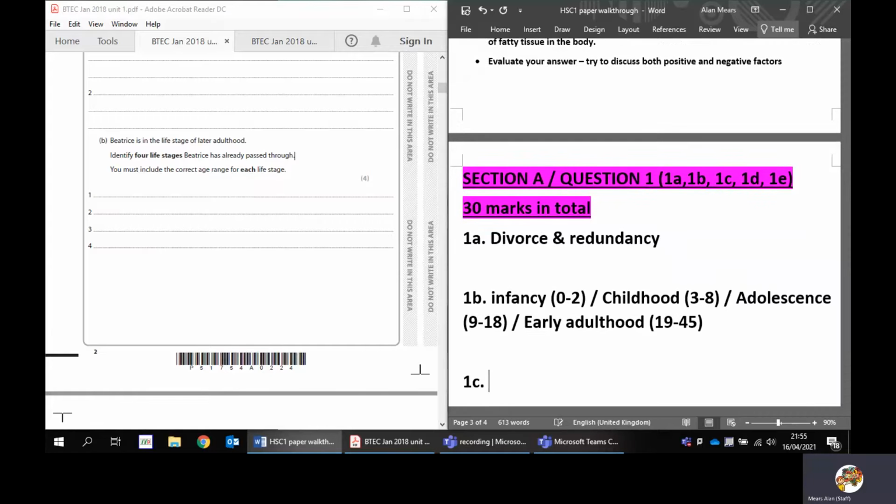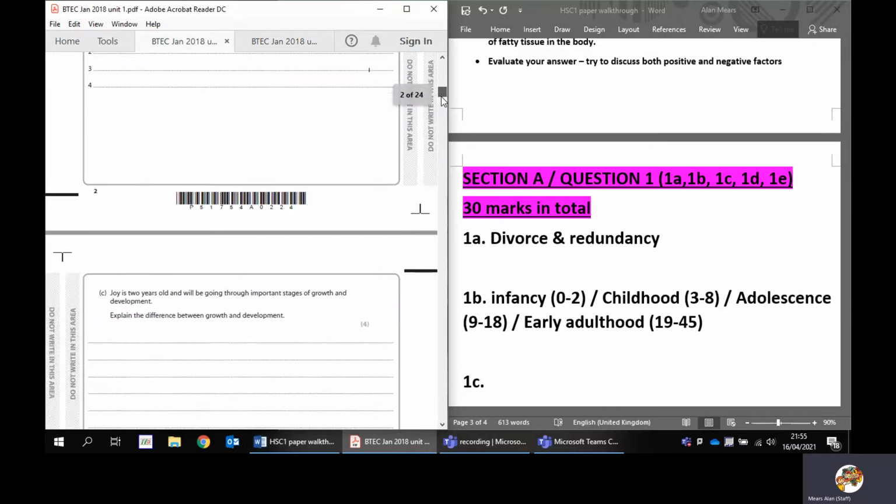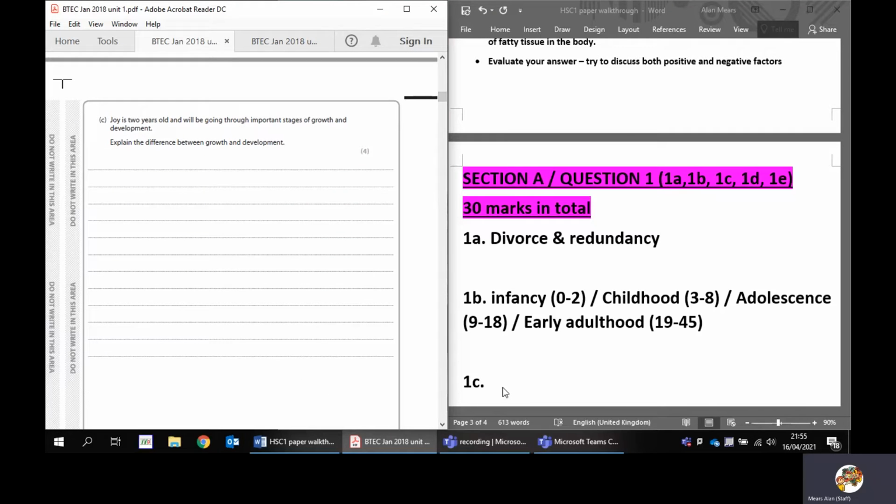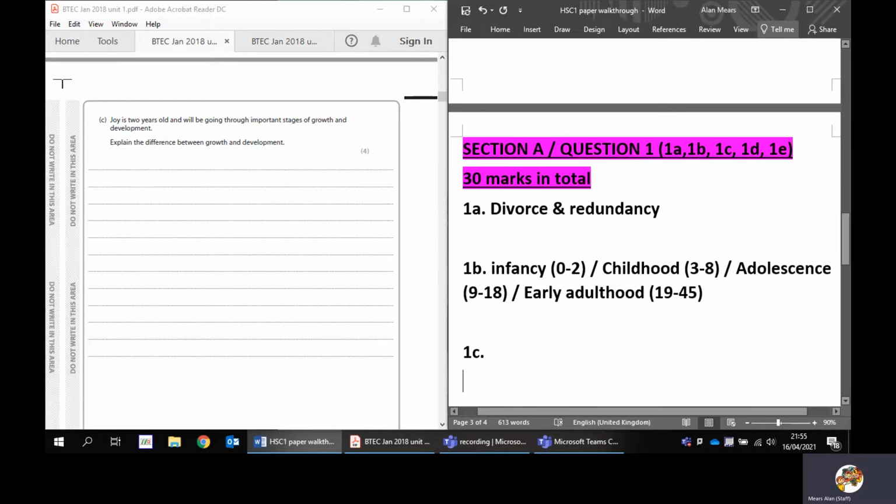Right, 1C. Let's have a look at 1C. We've got another 4-mark question. We're trying to make 4 points essentially for 4 minutes. It says Joy is 2 years old and will be going through important stages of growth and development. Explain the difference between growth and development. This is a nice easy one because essentially we're going to make a statement, provide an example, and then in the middle put 'whereas'. That's going to be our seesaw word in the middle of these statements. We're going to start with growth, because that's what we've been asked, the difference in growth and development.